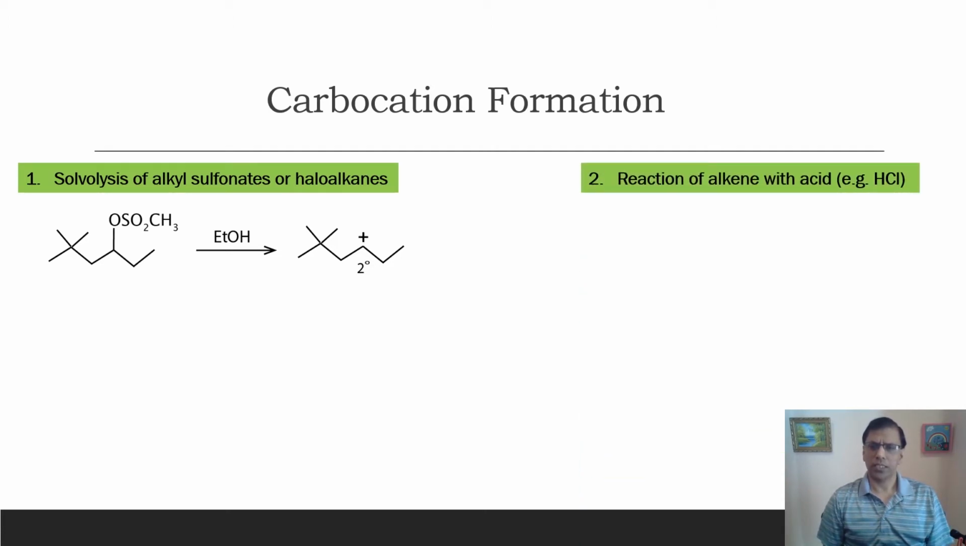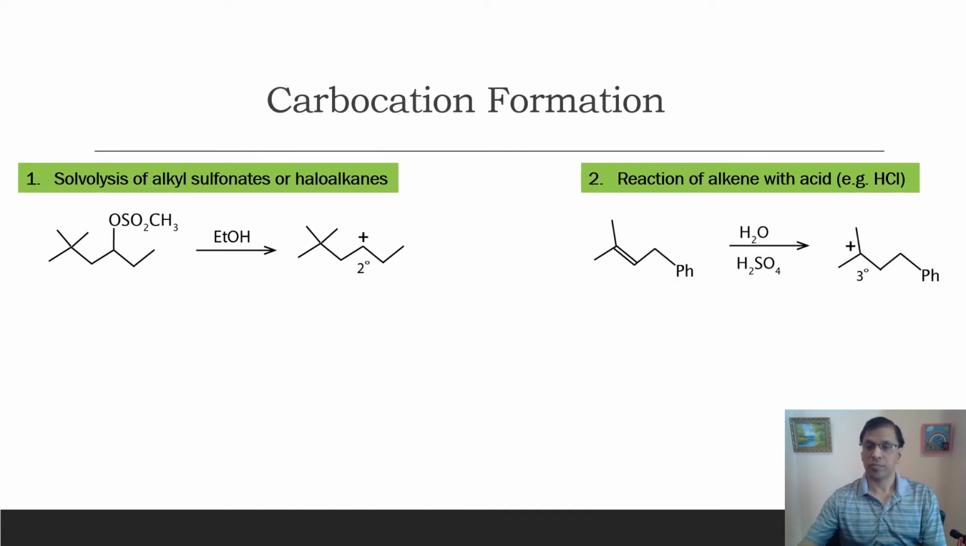Another way to generate a carbocation is by reacting an alkene with an acid such as HCl. Let's take a look at this example. So this is an alkene. In aqueous sulfuric acid, it will get protonated and generate the carbocation.